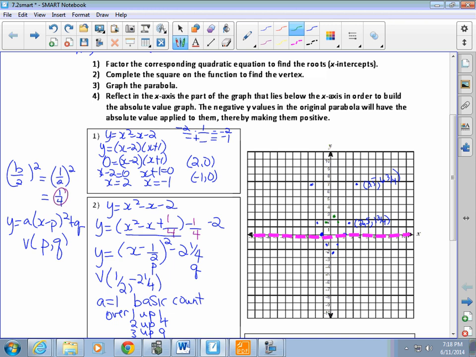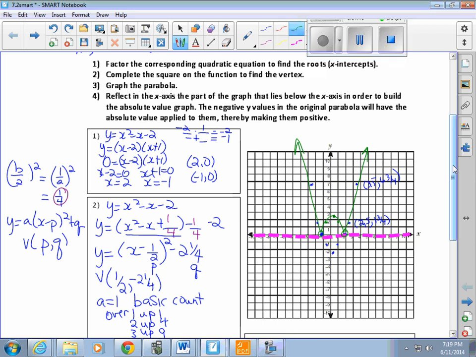So now this part here is the reflected part. My invariant points are my x-intercepts, so that's going to be here and here. The rest of my graph is going to be these points going this way. So my green part is the graph of the absolute value. I'm just going to pause for a second because I got a coughing fit here.